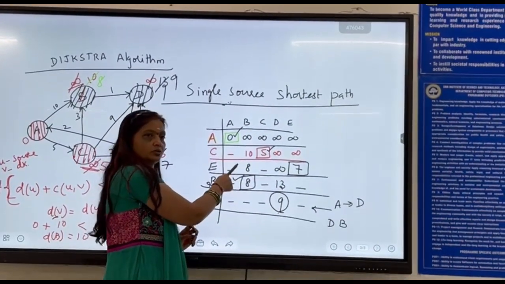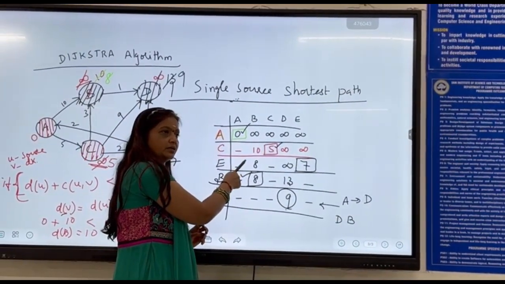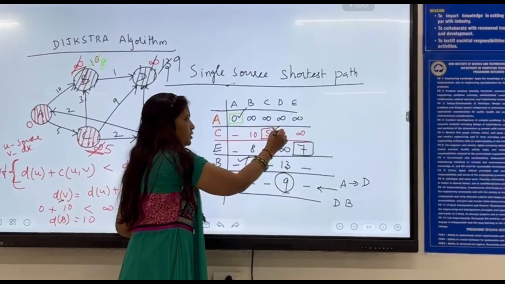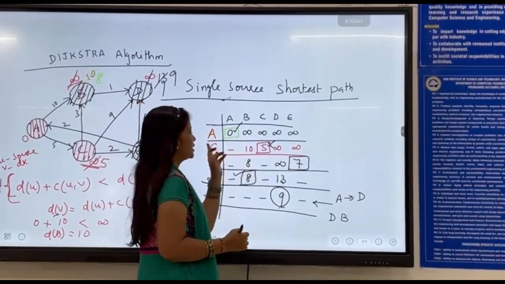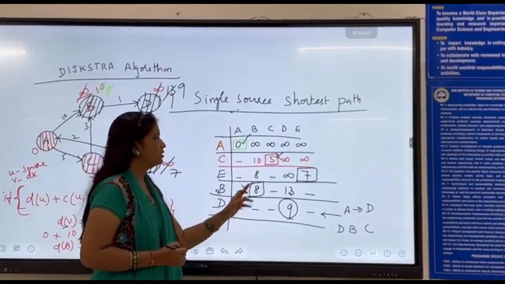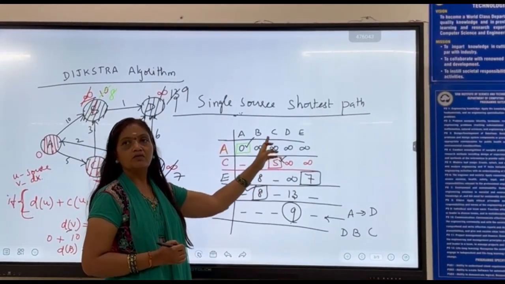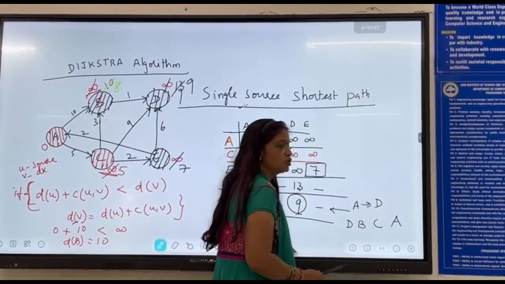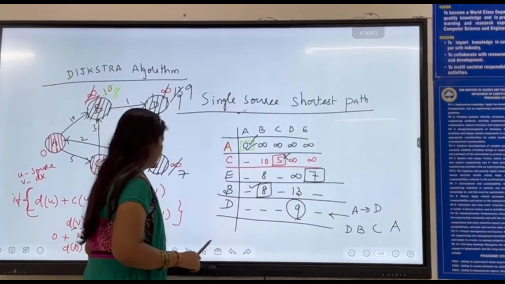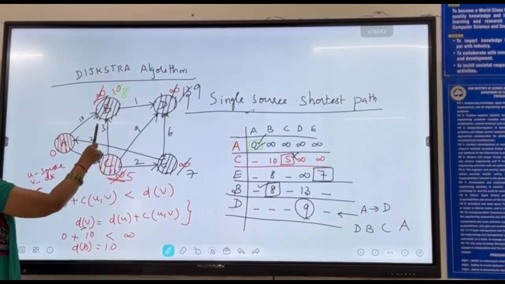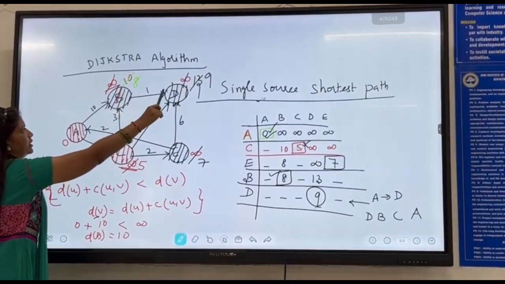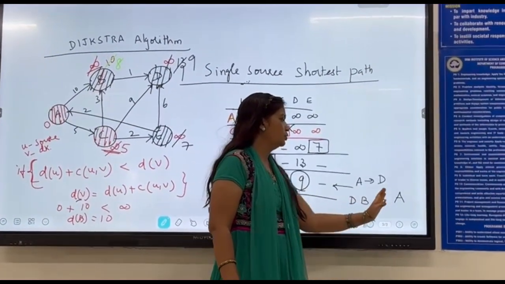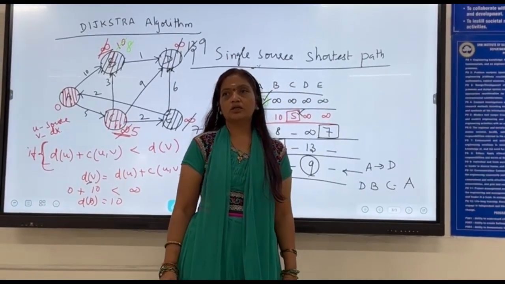Compare it with the previous row. 8 and 8, both are the same. So don't select it. Go to the previous row. 8 and 10. So select it. The corresponding box is 5 which corresponds to C. So D, B, C. 5, compare it with the previous row. The values are different. So select this. So it will be A. Now check the reverse: A, C, B, D. Whether it is right? A, C, B, D. 5, 8, 9. So this is the path for traveling from A to D in the shortest route.